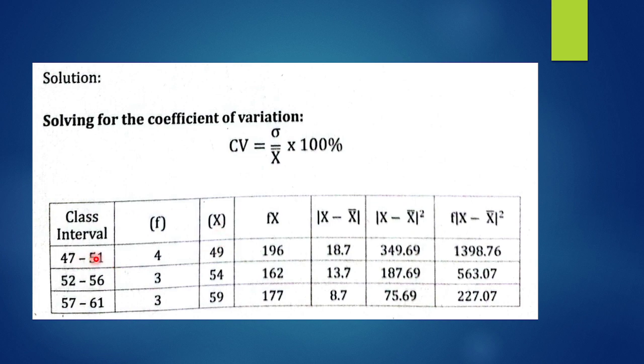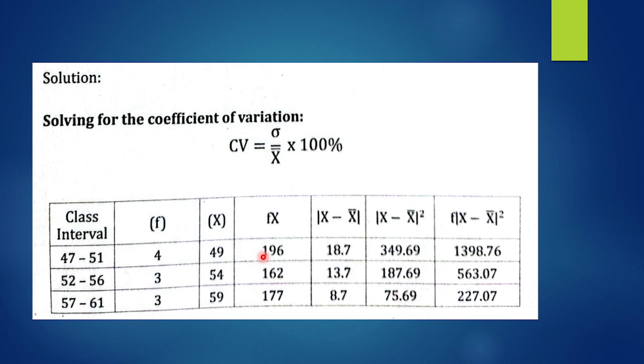So 47 to 51, since 47 up to 51, our class size is 5. So our class mark is in the third from 47: 47, 48, 49. So that is 49. So no need to discuss this one about the class mark. And then of course the f of x, we multiplied the frequency and the class mark on that class interval, that is 4 times 49, that is 196.